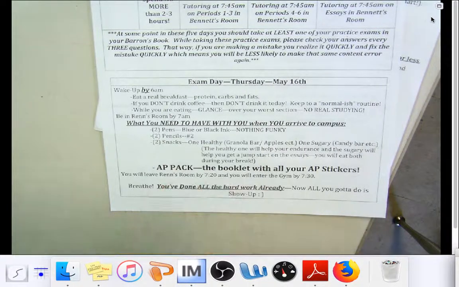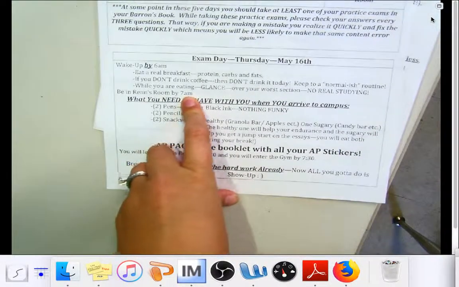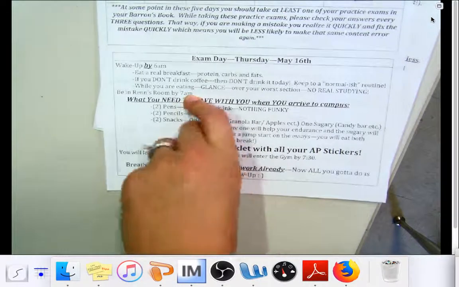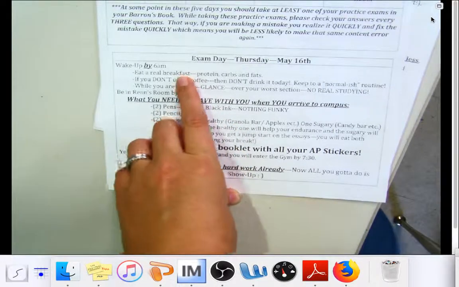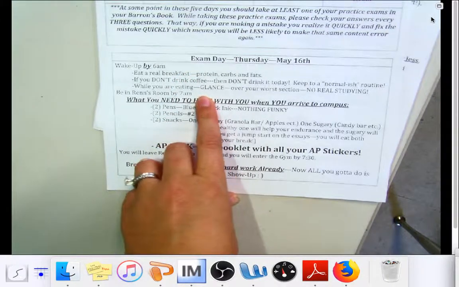Okay? So, you need to be in Ren's room by 7 a.m. 7 a.m., which is why you're up at 6, ladies and gentlemen. So you have plenty of time to eat. You have plenty of time to wake up. And you are in Ren's room at 7 a.m.